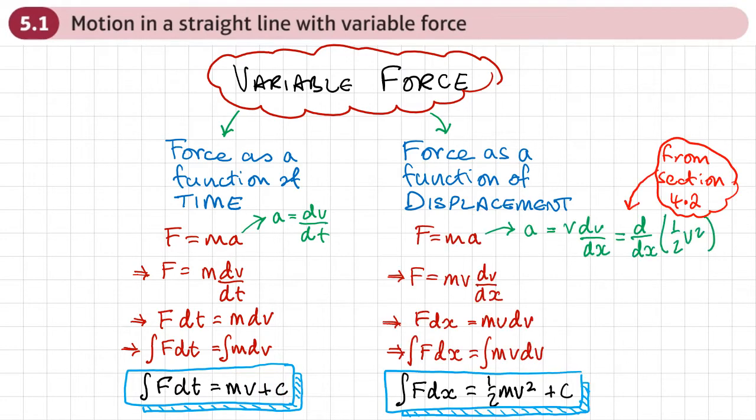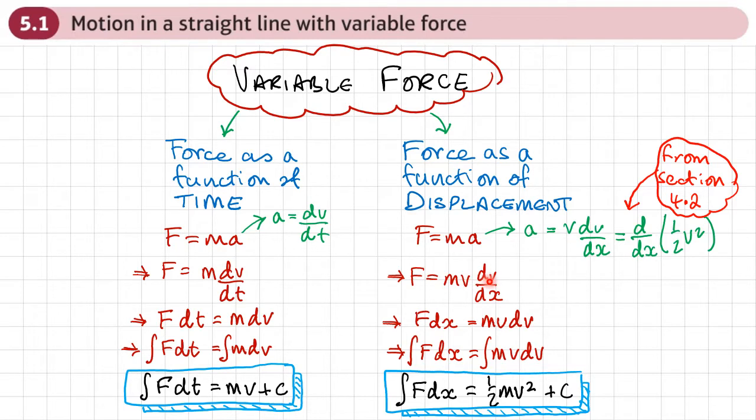So now let's look at deriving an expression for force as a function of displacement. Again, we start with F equals ma. When we went through section 4.2 from the Further Mechanics 2 book, we derived this expression that acceleration is equal to v dv/dx, which is equal to d/dx of half v squared. Now we're going to replace a with v dv/dx. So we've got that here.